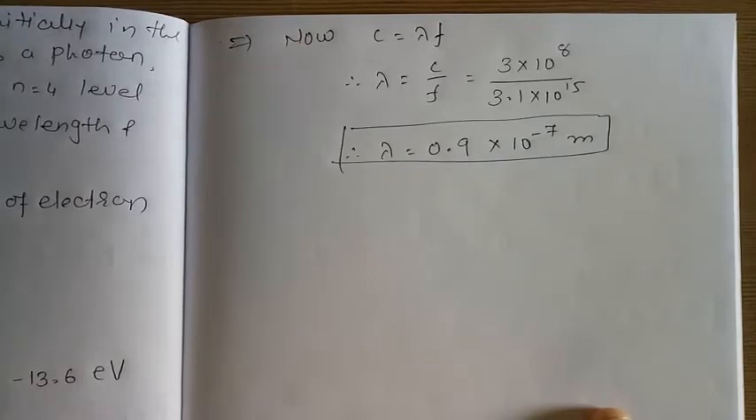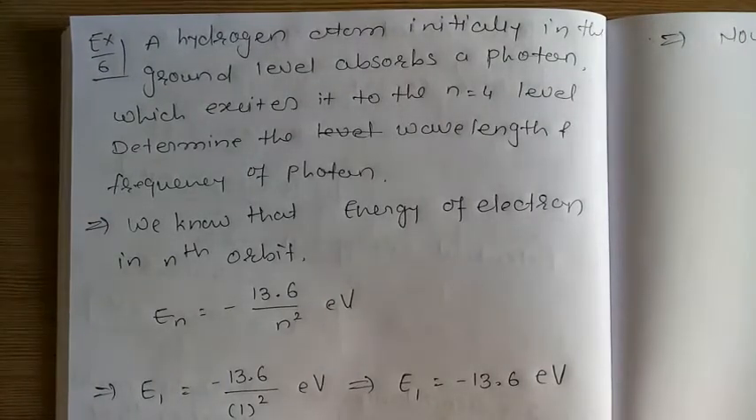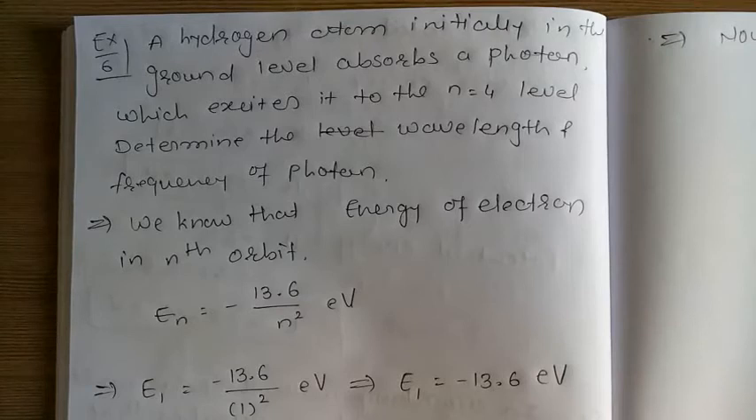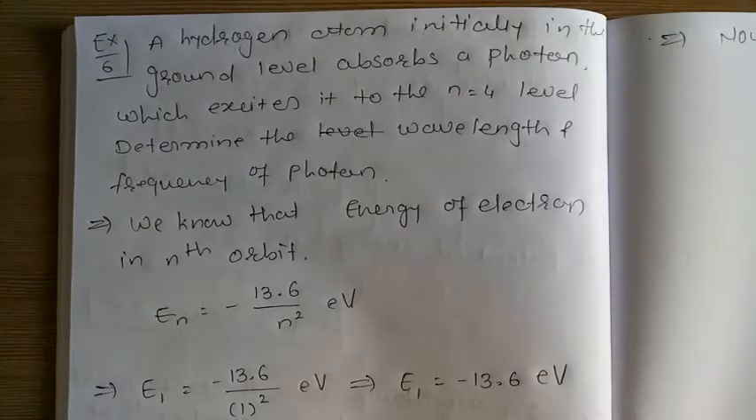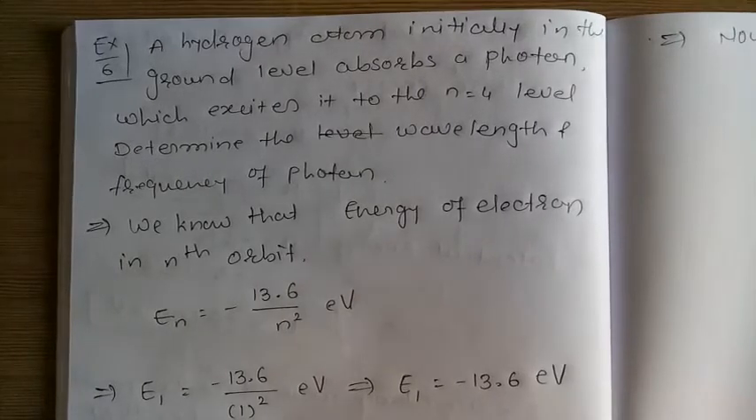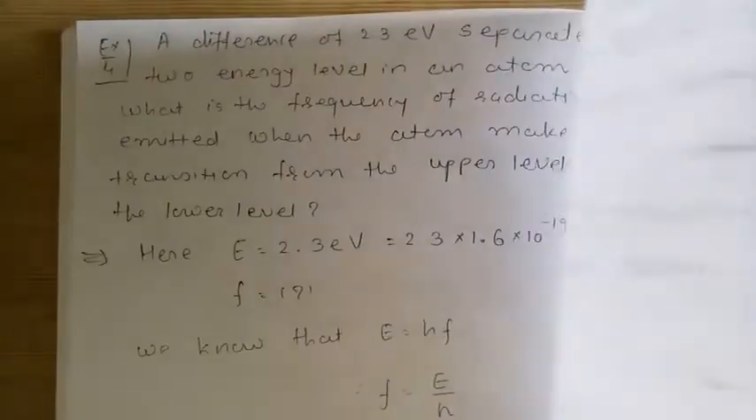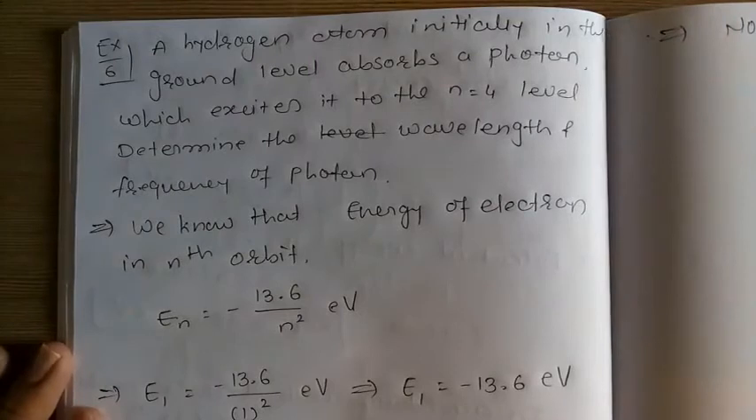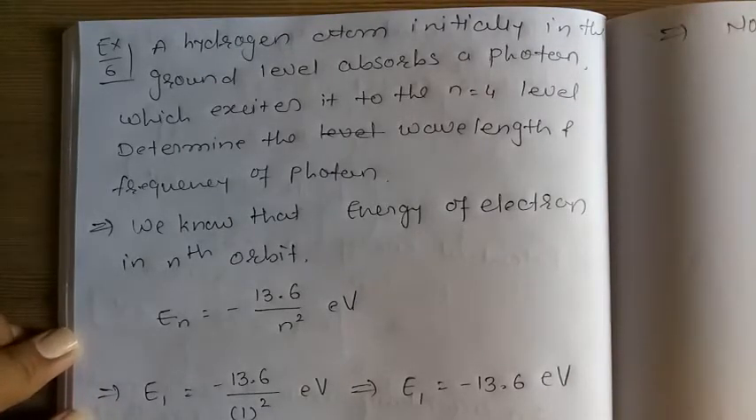Okay, again see here. A hydrogen atom initially in the ground level, so n equals 1. After that it absorbs a photon which excites it to the n equals 4 level. So here the transition is from n equals 1 to n equals 4. Determine the wavelength and frequency of the photon. To find the frequency we know the formula E equals hf. But here there will be a transition from n equals 1 to n equals 4, so there will be a change in energy.